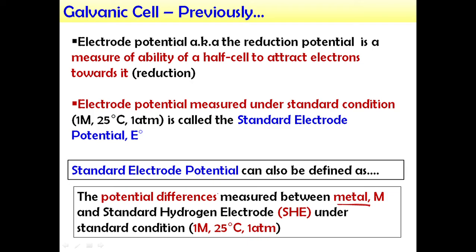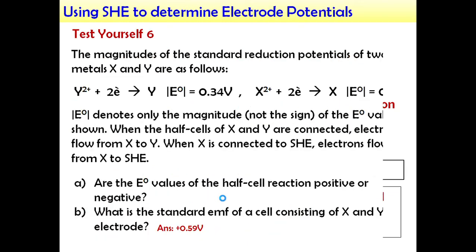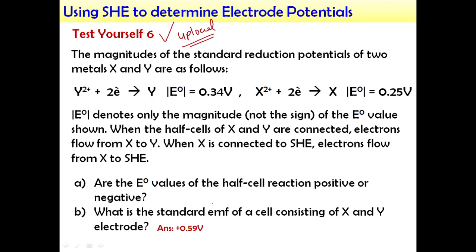So, yang tinggal sekarang adalah test yourself 6 dan 7. So, for this one, I want you to try answer this question and upload your answer. Okay, sedikit hint untuk soalan ini. This value is for X and Y half cell. But, dia hanya menunjukkan dekat awak magnitude, value dia sahaja, bukan sign. So, we don't know positif ke negatif, tak tahu. Tetapi, kalau saya connect X dengan Y dalam satu sel, the electrons flow from X to Y. Okay, ingat balik, elektron flow daripada mana kepada mana?